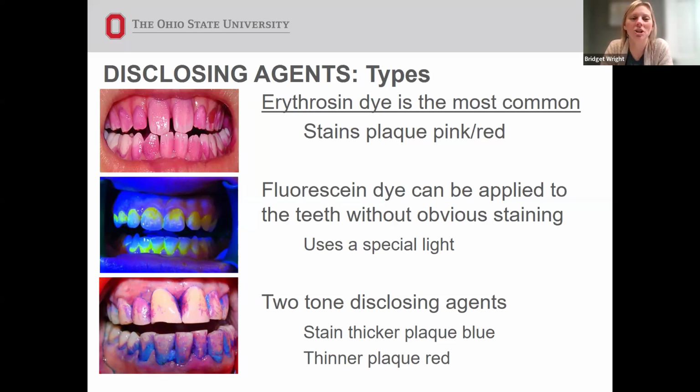So in this type, it will stain the plaque pink or a dark red, and you can see that in that first picture. The next one is actually clear to the naked eye. You apply it on the teeth, and then you have to use a special light in order to be able to see that show up. That's nice for patients who don't want to have their teeth stained, but theoretically you're removing all of that plaque and stain before your patients leave.